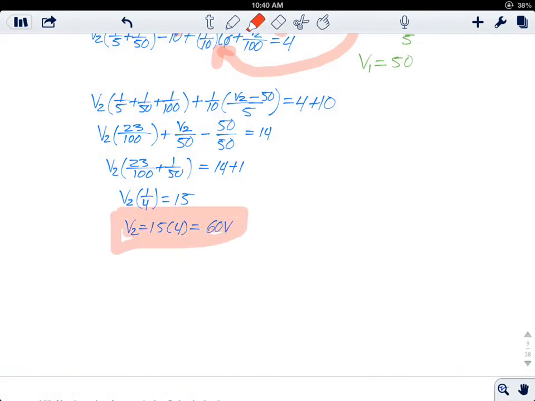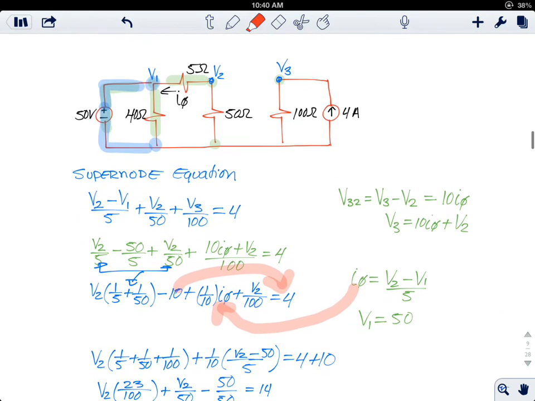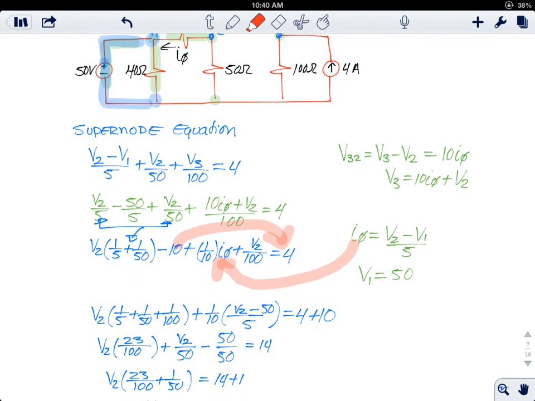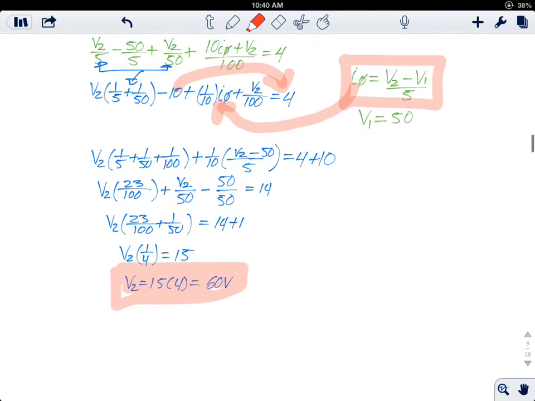We just finished resolving this, because after you have voltage 2, you can substitute here and get that current, and then with voltage 2 and that current too, you can get this voltage here, and you just finish resolving the circuit.